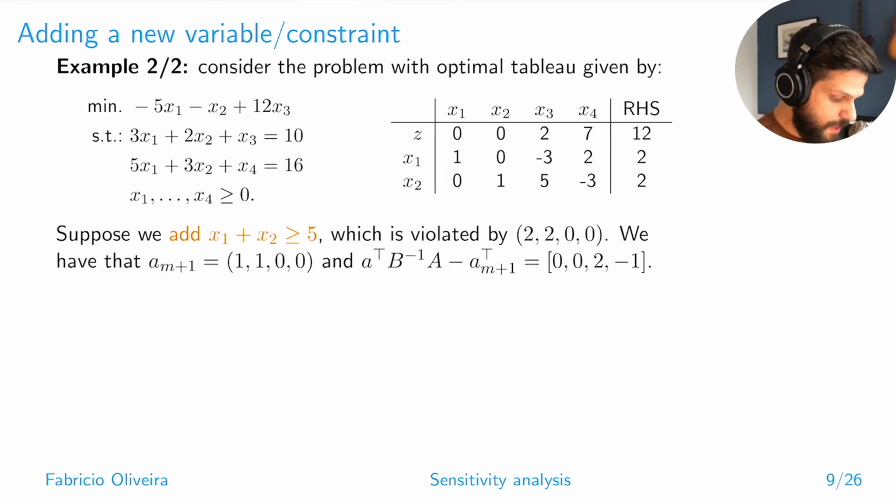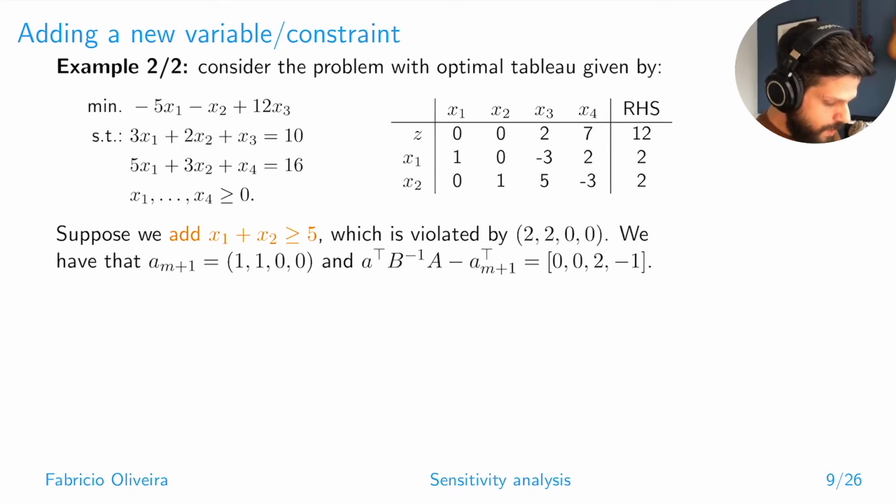So I optimized again, same problem, same solution, and then I added the constraint x1 plus x2 greater than or equal to 5. That is a problem because x1 is 4 and x2 is 4, and 4 is not greater than 5. So this removes, in the sense we discussed before, the current solution. So how do we deal with that?